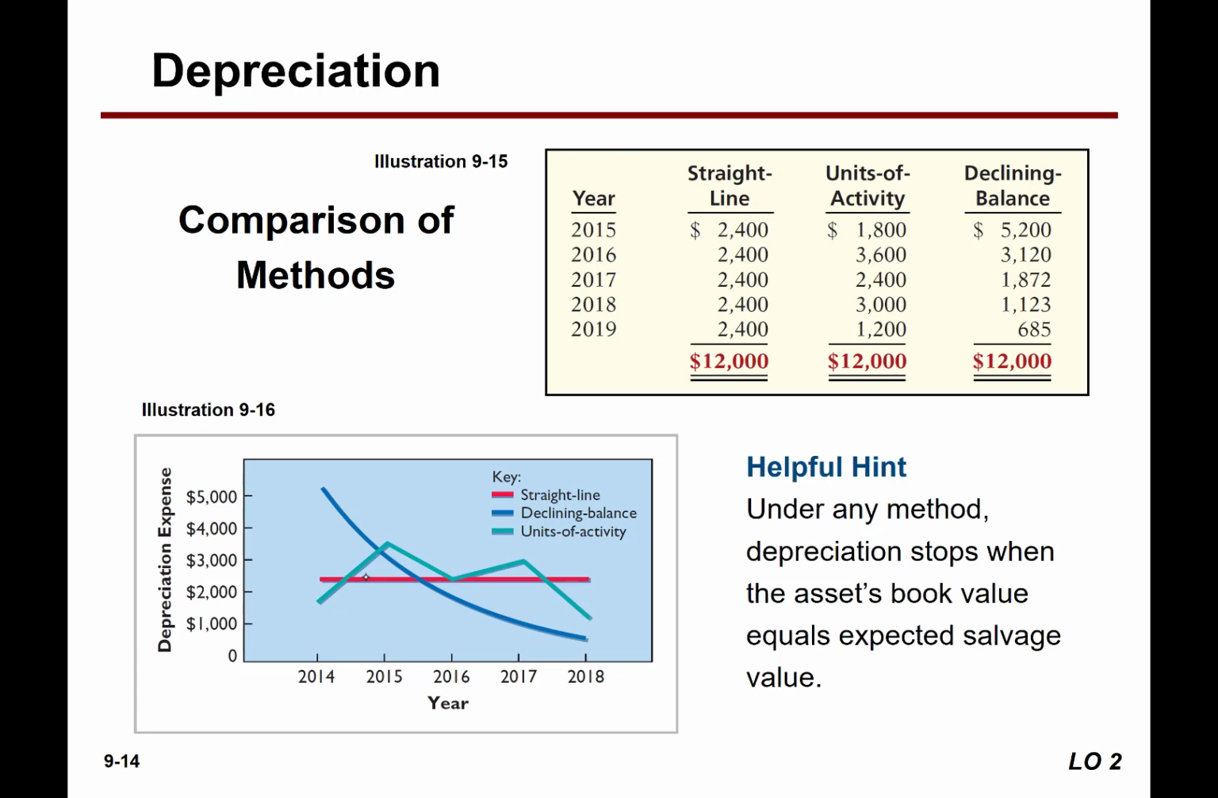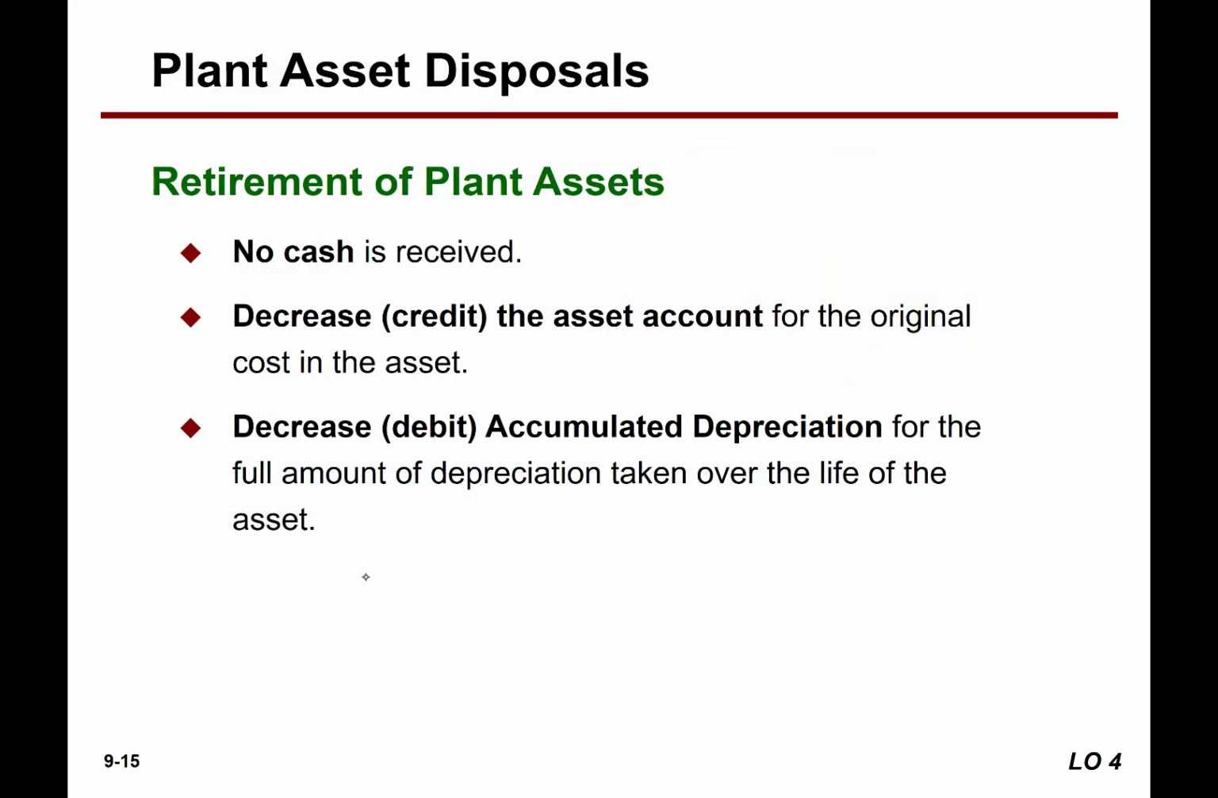Now notice this chart here. Straight line is straight. And what? Declining balance a lot in the earlier years and less in the later years. And you see how it's kind of trying to approximate the units of activity. We use it less in its later years. Okay. All right, now retirement of assets.